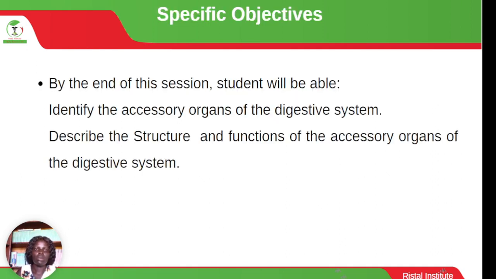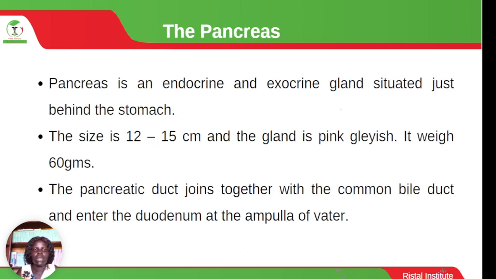So specific objectives. By the end of this session, students will be able to identify the accessory organs of the digestive system, describe the structure and functions of the accessory organs of the digestive system. Let's start with the pancreas.